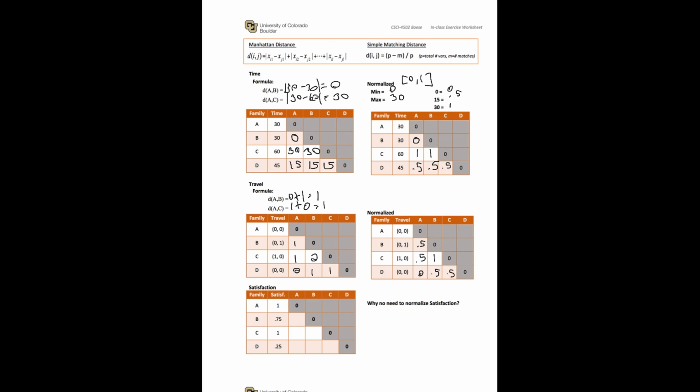All right, satisfaction. Originally we had values between -2 to +2. We've already normalized it between 0 and 1. Here, what we want to do is look at the distance between family A and family B. The distance there is 0.25 for A and B. For A and C we have a 0.